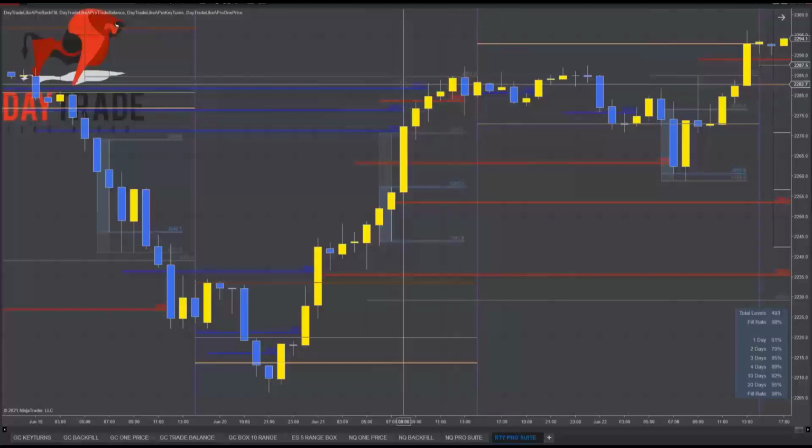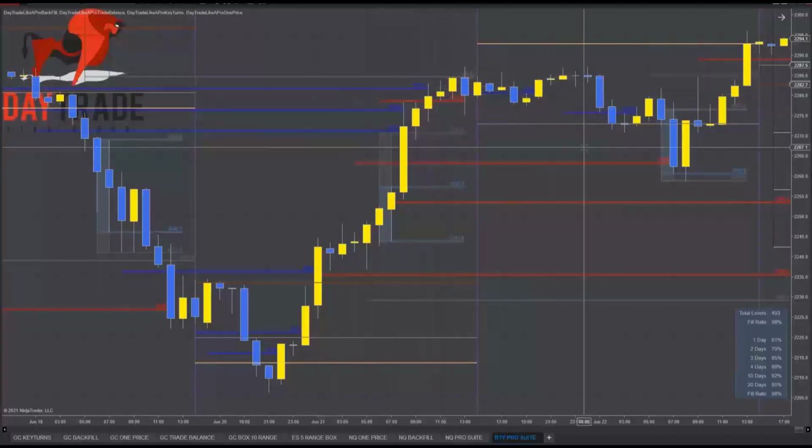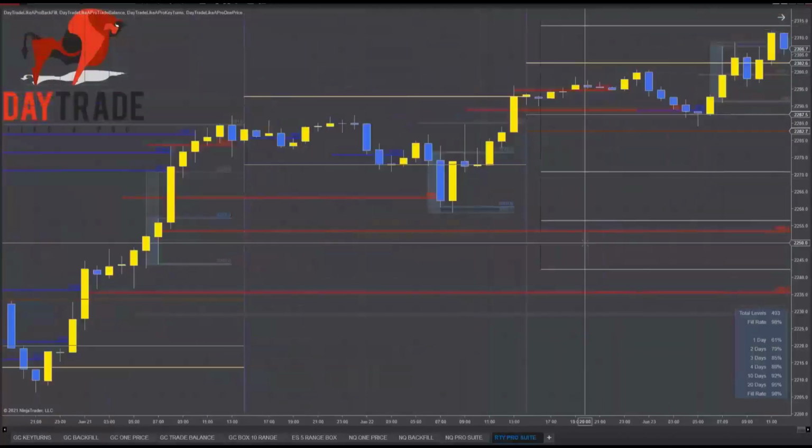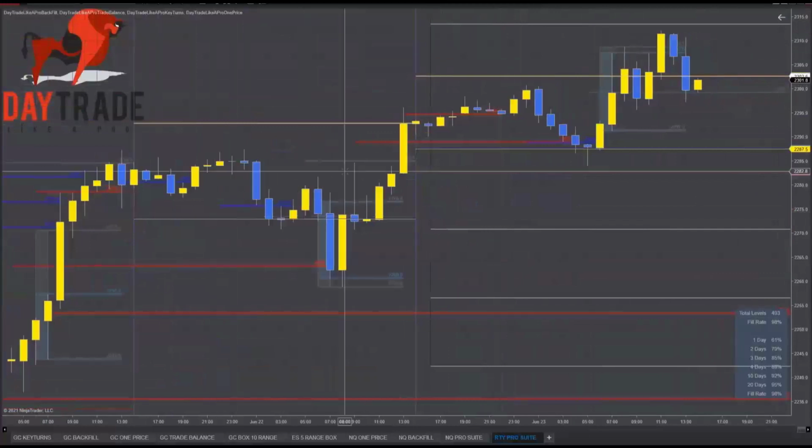So, looking for it to come back up into here. Where does it pull back to? Just below backfill, and then moves back up again. And where does this kind of die out for the day? Right here around key turns. So that gives you an idea on that.